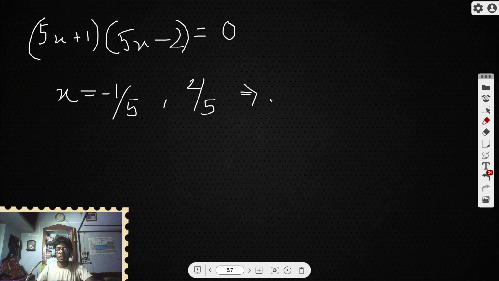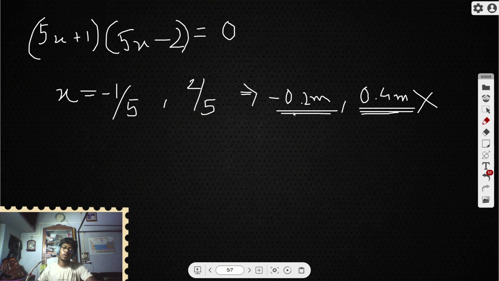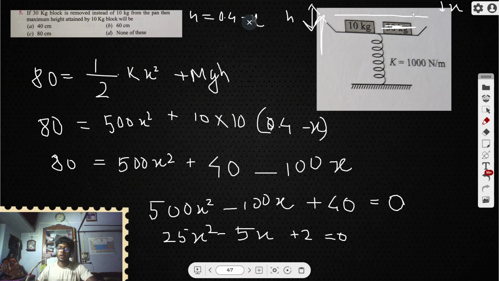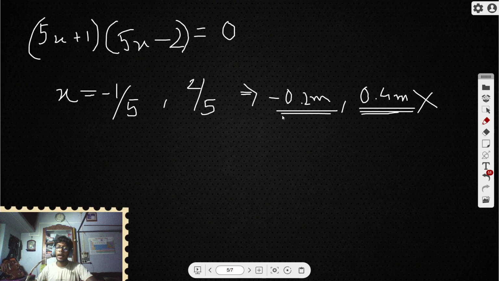We calculate this, it will be minus 0.2 meter and 0.4 meter. So we know that initially the compression was 0.4, so we'll cancel this. Our answer is this much. Now the question is why it is coming in minus. It is coming in minus because we have taken the equilibrium position here, so it is rising above the equilibrium position, meaning the 10 kg block is jumping. After it reaches its equilibrium position, the 10 kg block jumps another 0.2 meter. That's why our answer is coming minus 0.2.